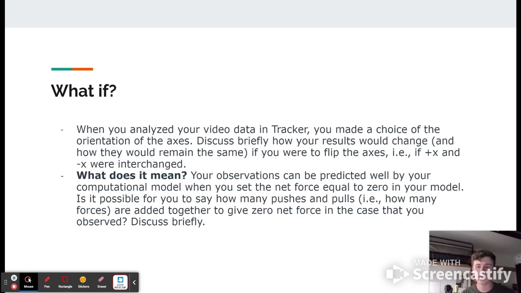Lastly, the what if. What would happen if my axes were changed? I chose the positive x. I think most people probably did. If it were negative, the graphs would both be straight lines in the downward negative direction. And as for what this means, I don't know if you can totally predict how many forces are on an object, but for this scenario, there were 3.